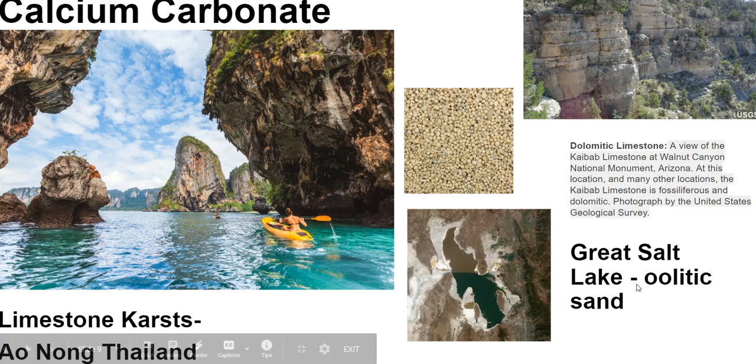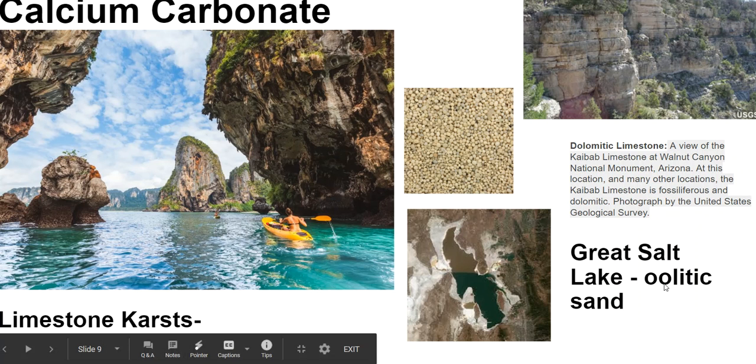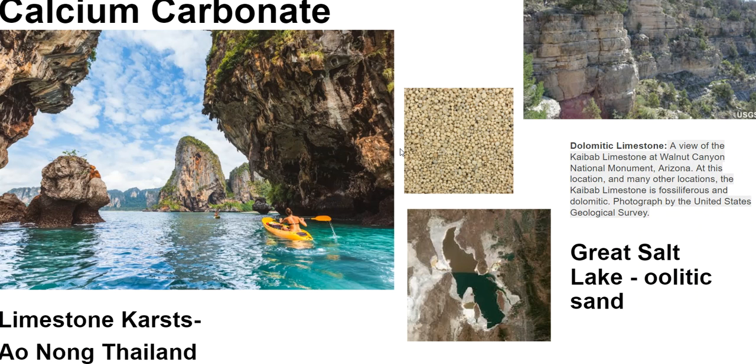You might also find it in the Great Salt Lake in what is really neat sand particles called oolitic sand, and they look like little eggs. That's the oo means egg. And that's kind of the same thing as the pearl. There is some nucleating force, some little piece of particle, and around it calcium carbonate formed to form these little circles.